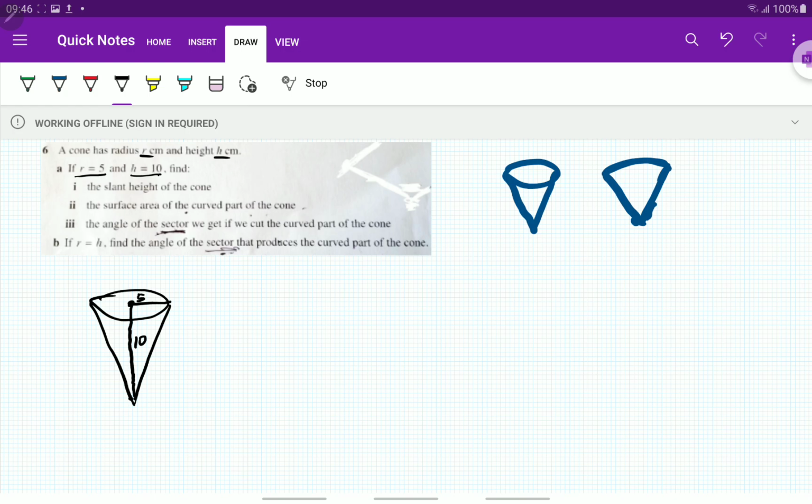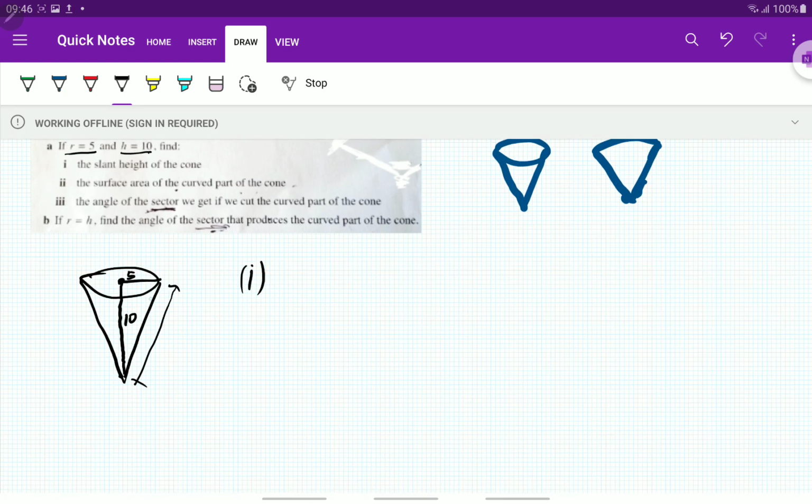Okay, so question number one. The slant height of the cone. Fairly simple. So we know what to do. This is basically Pythagoras. Okay, so square root of 10 squared plus 5 squared, and that should give us, let me punch that into my calculator, 10 squared plus 5 squared. Okay, that is 5 root 5. So the slant height of the cone, fairly simple, 5 root 5.